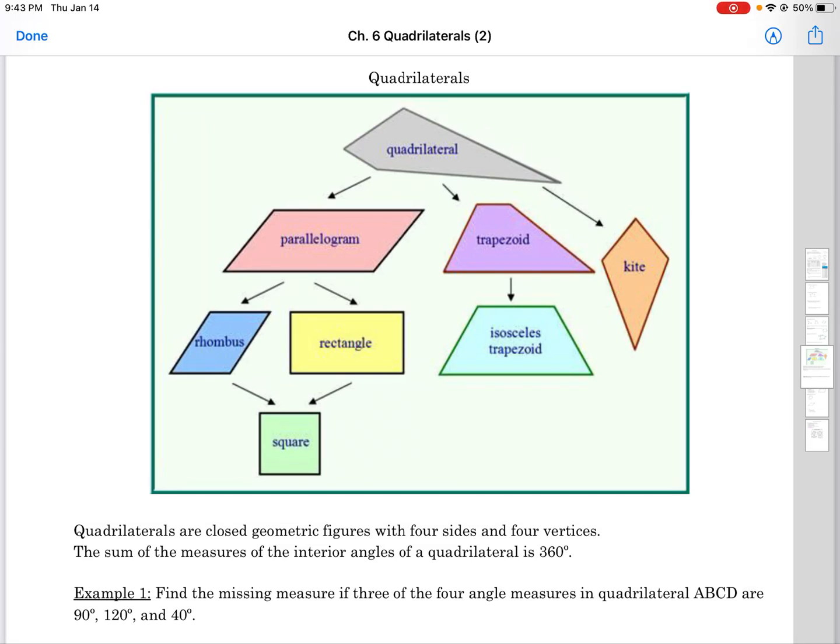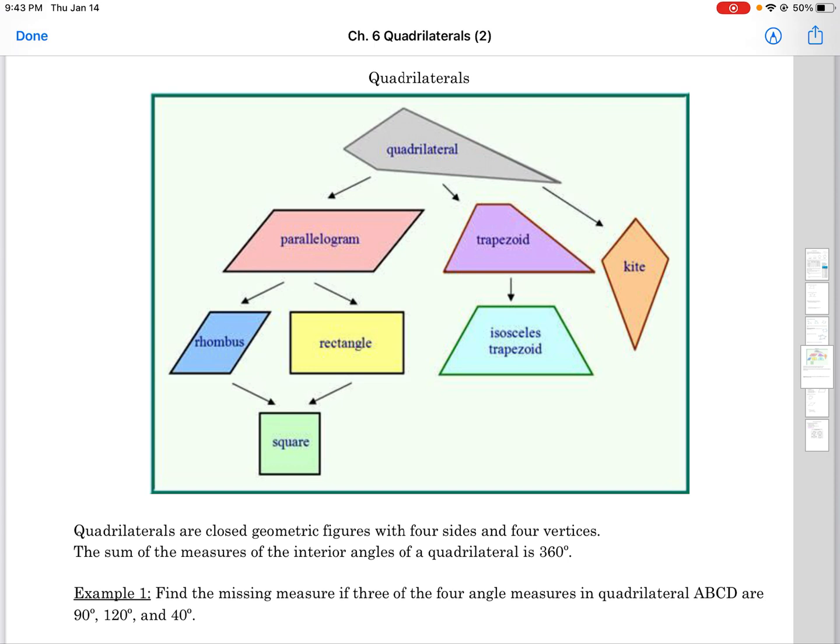Quadrilaterals. Quadrilaterals are closed geometric figures with 4 sides and 4 vertices. So we learned in 6.1 that when we have 4-sided figures, the sum of the interior angles is going to be 360 degrees. We could use the formula to find it, but this is one of those ones, just like triangles we memorize add to 180, quadrilaterals add to 360.